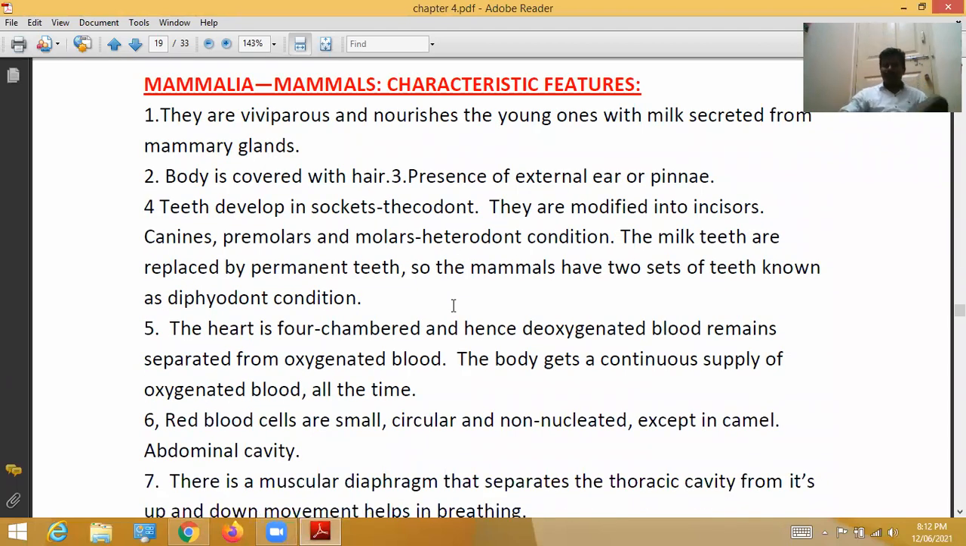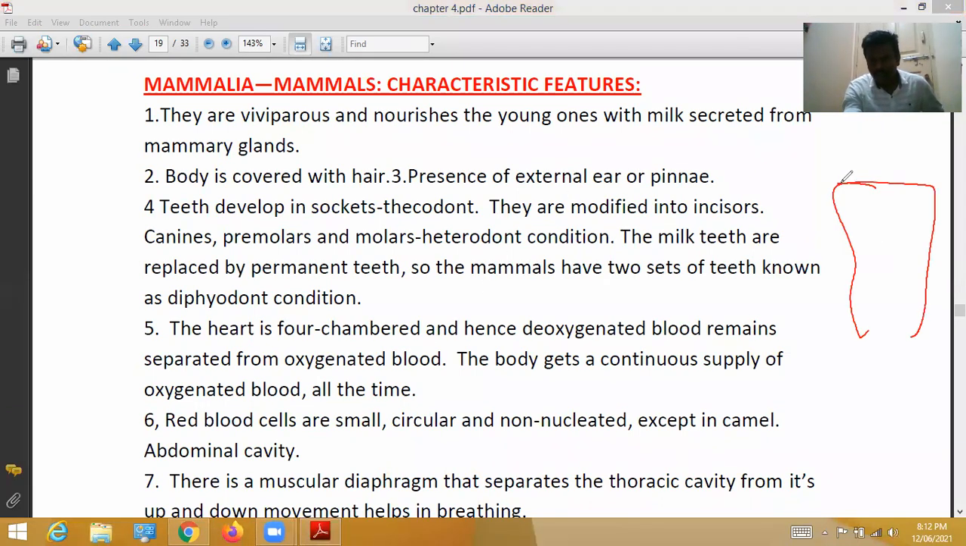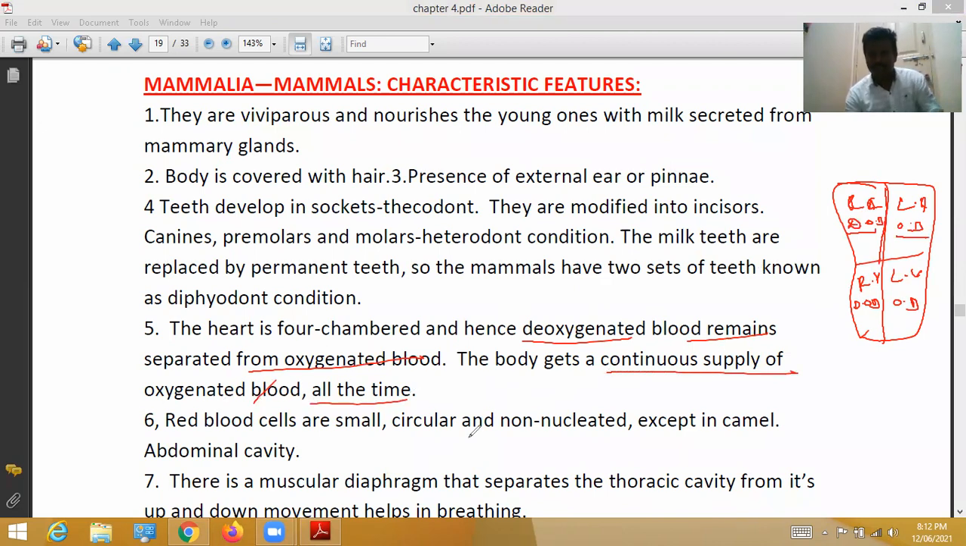The heart is four-chambered and hence deoxygenated blood remains separated from the oxygenated blood. That is, right auricle, left auricle, right ventricle, left ventricle. The right side always receives deoxygenated blood, and the left side oxygenated blood. Hence, deoxygenated blood remains separated from the oxygenated blood. The body gets a continuous supply of oxygenated blood all the time.